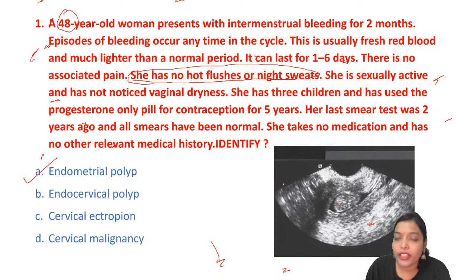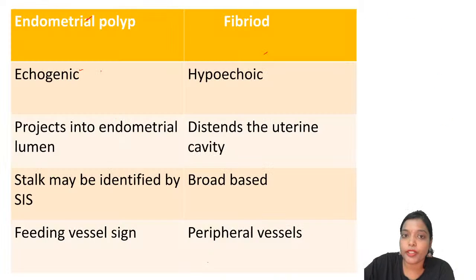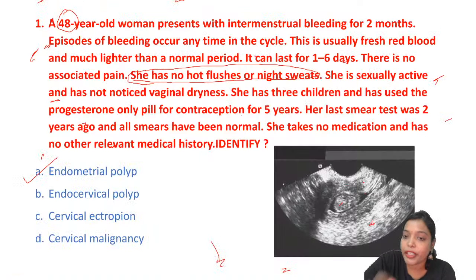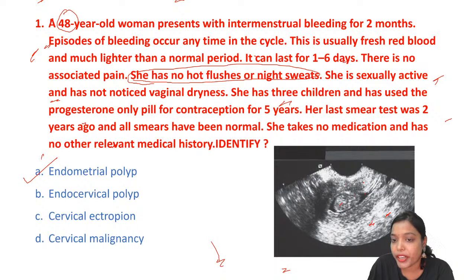Both are homogeneous. Even fibroid also looks homogeneous. Endometrial polyp also looks homogeneous. So endometrial polyp is echogenic, whereas fibroid is hypoechoic. Endometrial polyp projects into the endometrial lumen. Fibroid distends the uterine cavity. Now you might ask me, why is this looking like uterus is distended? This is actually saline infusion sonography. So you can see there's some fluid here, that is the saline. Saline infusion sonography helps you to delineate the endometrial polyps best.